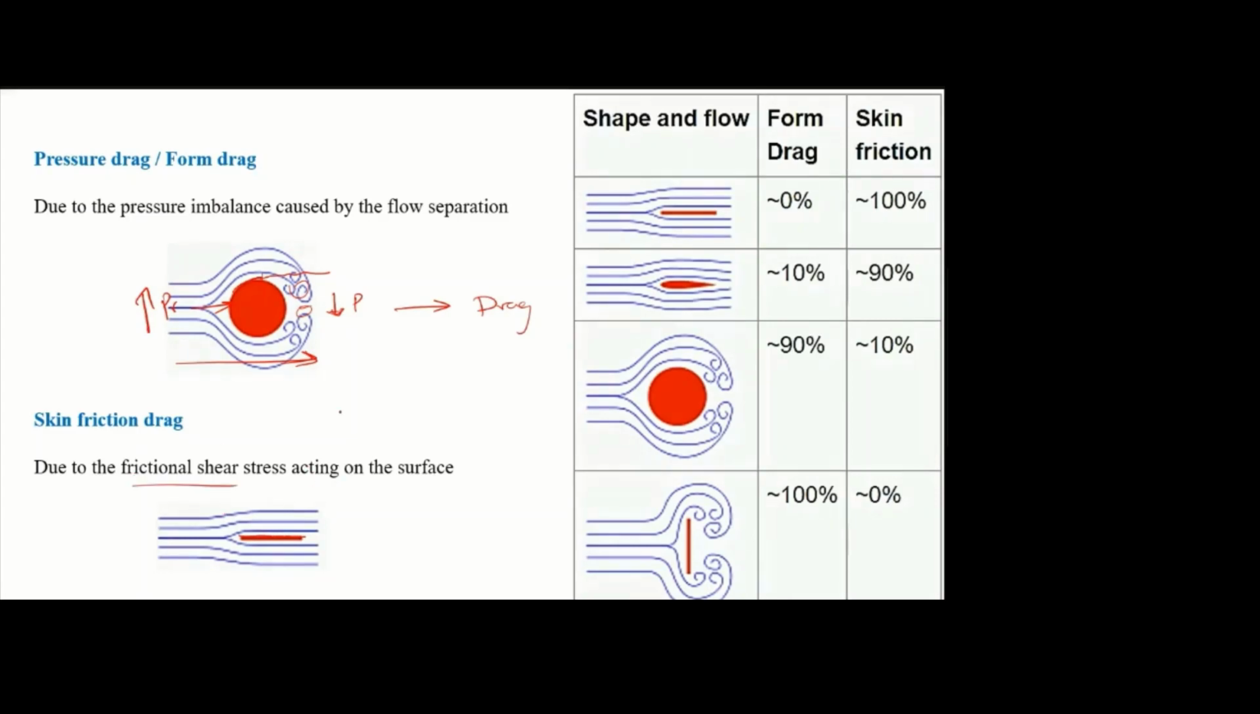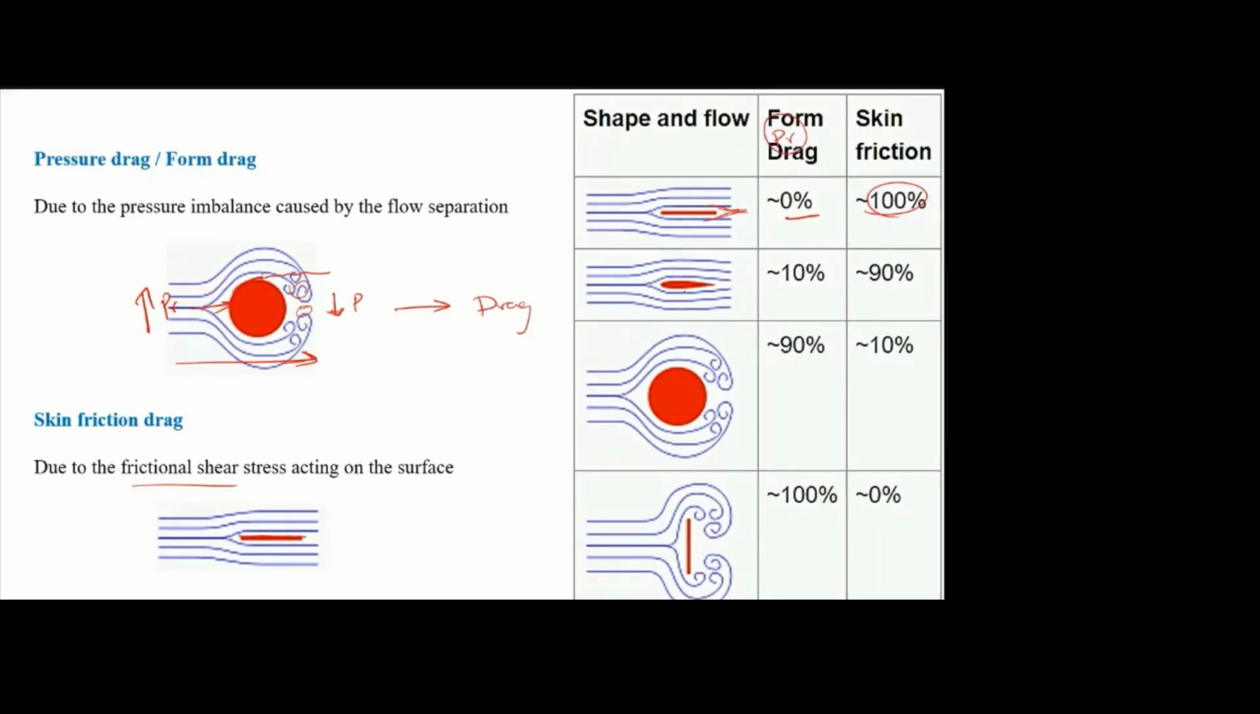You can see if the object is very thin, then the full drag is due to the skin friction. Because here and here, if you see, there is a negligible amount of pressure difference because there is not much separation. As it is very thin, the flow may be very smooth. There is no separation, there is no pressure difference. So the pressure drag or form drag is zero. Only skin friction drag is there.